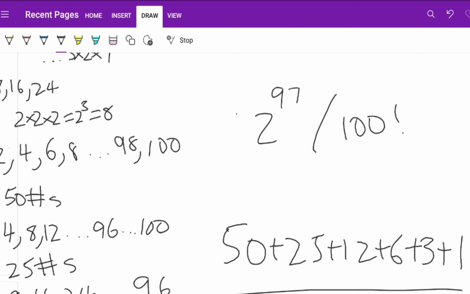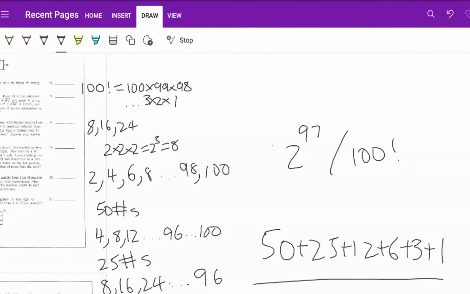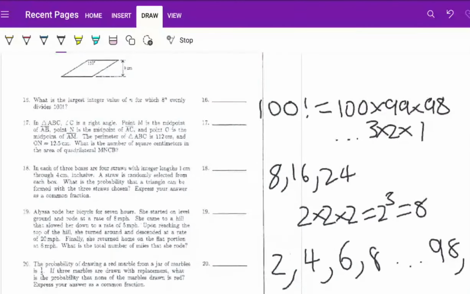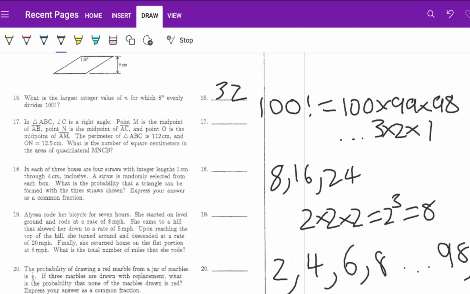But we need to find how many times 8 can divide. Since we know that 8 is equal to 2 to the third power, 2 to the 97th divided by 2 to the third gives us 2 to the 32 and a third power. But we want the nearest integer below, because we can't have a third power. That doesn't create an integer. So we need to take 32. That's just equal to 8 to the 32nd power. So our answer should be 32 for n.